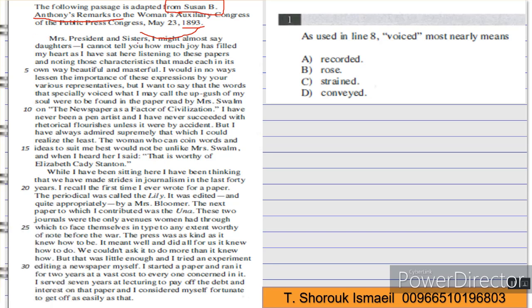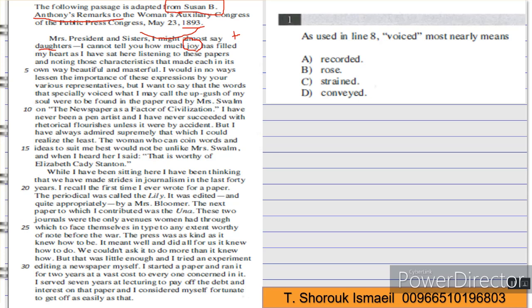Mrs. President and sisters. I might almost say daughters. Out of this, you can understand that she's old in age. Here, I cannot tell you how much joy, this is an important word here for me to understand the tone, has filled my heart as I have sat here listening to these papers. Actually, from the beginning, I can understand the tone is positive.